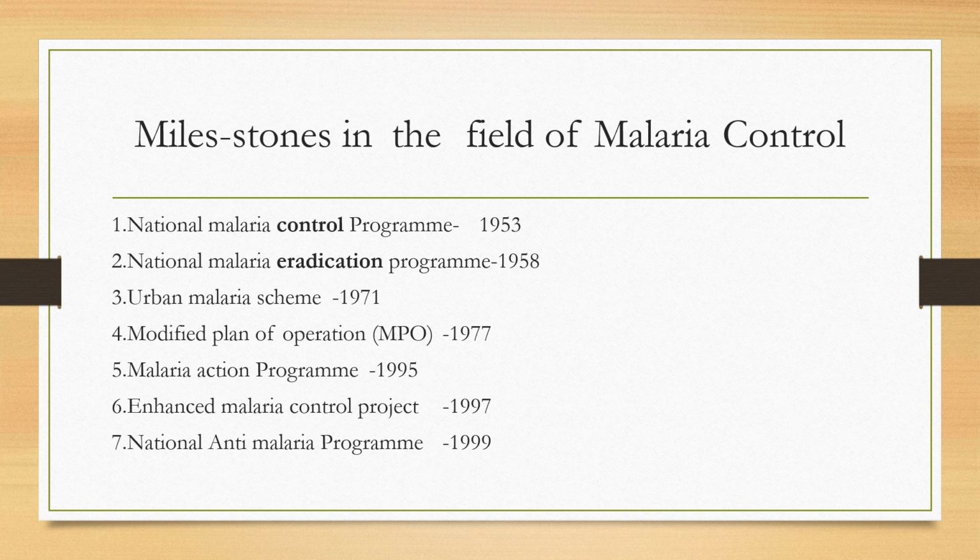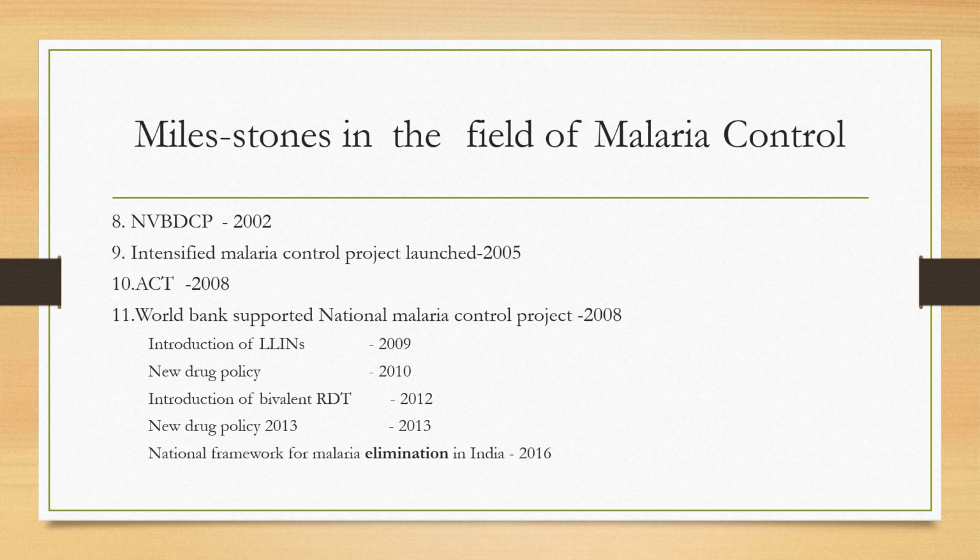Then, thereafter, several other programs were added, such as Malaria Action Program in 95, Enhanced Malaria Control Project in 97, National Anti-Malaria Program, and the current program National Vector-Borne Disease Control Program in 2003, 2002, 2003. Then Intensified Malaria Control Project in 2005, Artesunate Combination Therapy, also known as ACT, launched in 2008. Then World Bank supported National Malaria Control Project in 2008.